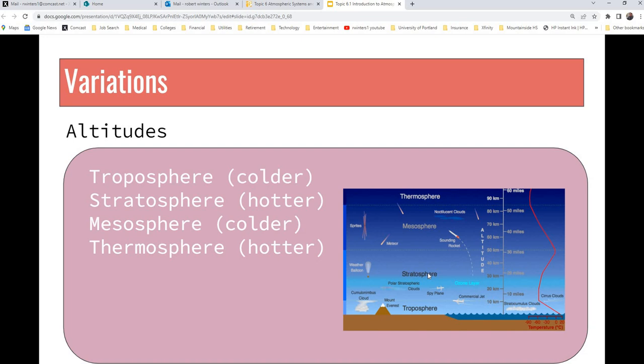The stratosphere up here is very interesting too. That's where the ozone layer is going to be, and we'll talk about that a little bit later on.